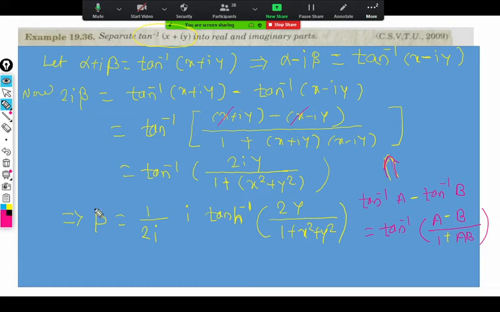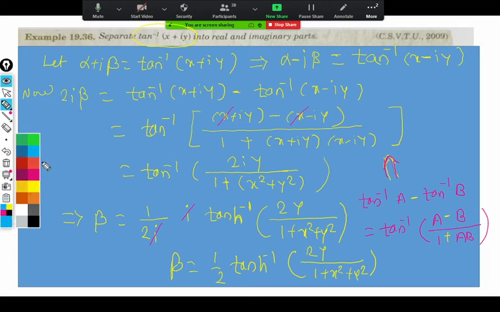So again that iota will get cancelled and we get beta as the final answer. Beta is 1 by 2 times tanh inverse of 2y upon 1 plus x square plus y square. And that's the final answer here. This is the imaginary part there.